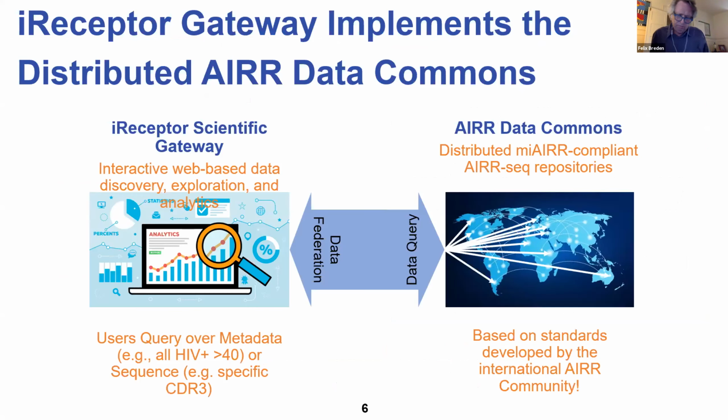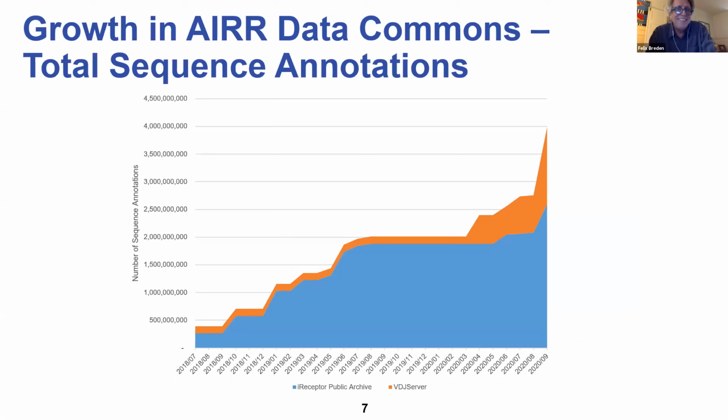So in this slide, we're talking about the AIR Data Commons, which we envision as a set of MiAIRR compliant AIR-seq repositories according to the FAIR principles. And then one implementation, or one way to query these, is the iReceptor scientific gateway, which allows for querying these through either metadata or through sequence. So for me, it's interesting that on one hand you have the AIR Data Commons, which is one set of repositories, but then you could have multiple implementations that allow querying of this.